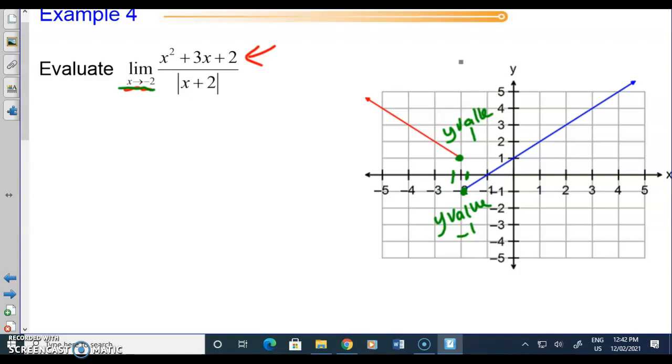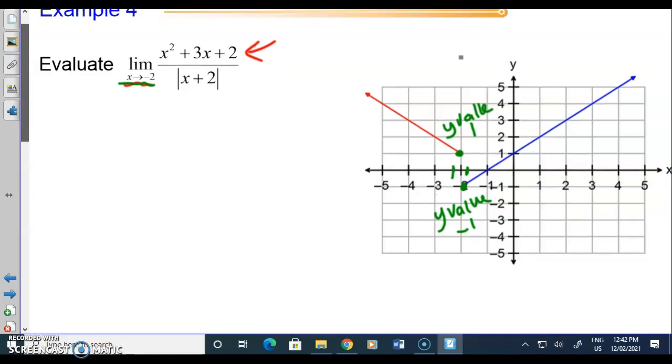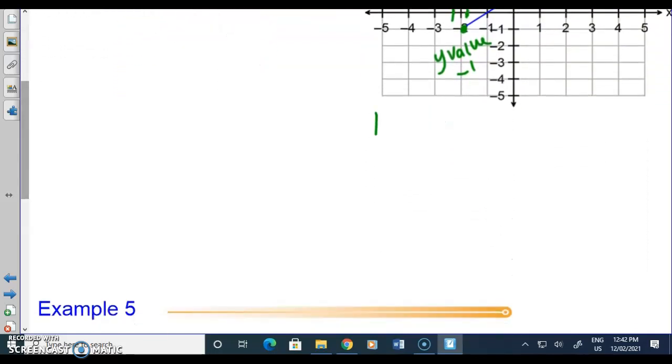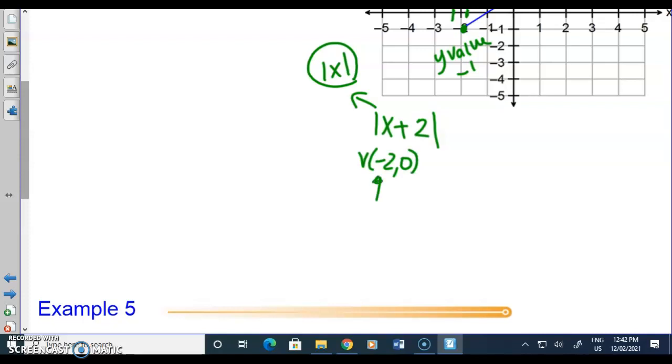So how do I show it algebraically? Before you do that, you have to understand the definition of the absolute value of x plus 2. And you have to understand that the most basic absolute value is the absolute value of x. So if I add in 2, what I'm doing is I'm shifting that function 2 units to the left. So the vertex is -2, 0. Now that -2 is important because that's where the function starts to change.